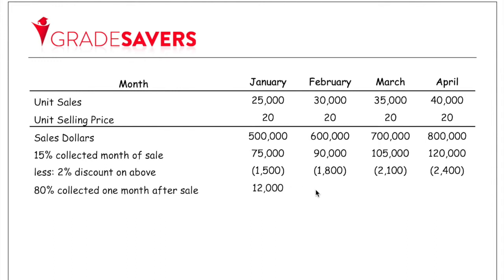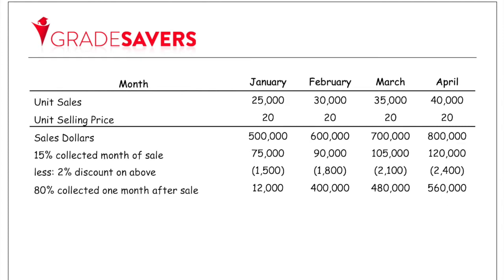And now in the month of February, we're going to be collecting 80% of what we sold in Jan. And so 80% of 500,000 is 400,000. 80% of 600,000 will be collected in March, so that would be 480,000. 80% of 700,000 will be collected in April, and so that would be 560,000.